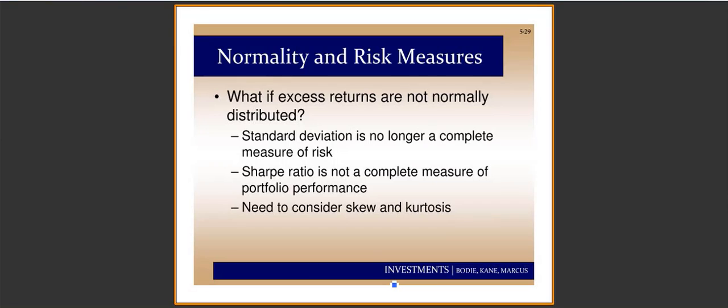If the excess returns are not normally distributed, then standard deviation might not be a good complete measure of risk. If standard deviation is not a good measure of risk, guess what? The Sharpe ratio is not really a good measure of portfolio performance, because if your standard deviation is not capturing all the risks, then you're not really measuring risk-adjusted returns. What would cause a return to not be normal? Well, often we'll find these two things at play. One is called skewness, and one is called kurtosis.